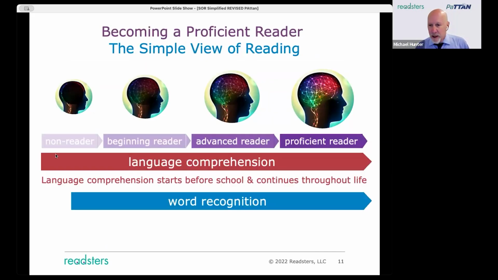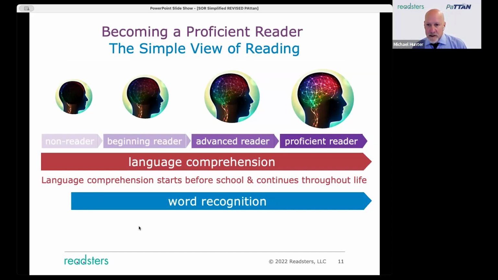We know that language comprehension starts before students come to school. It starts at birth and maybe even before birth a little bit, and continues throughout life, we hope. We hope you continue to develop and grow in what you know about the world and understand through language. So language comprehension continues throughout life.